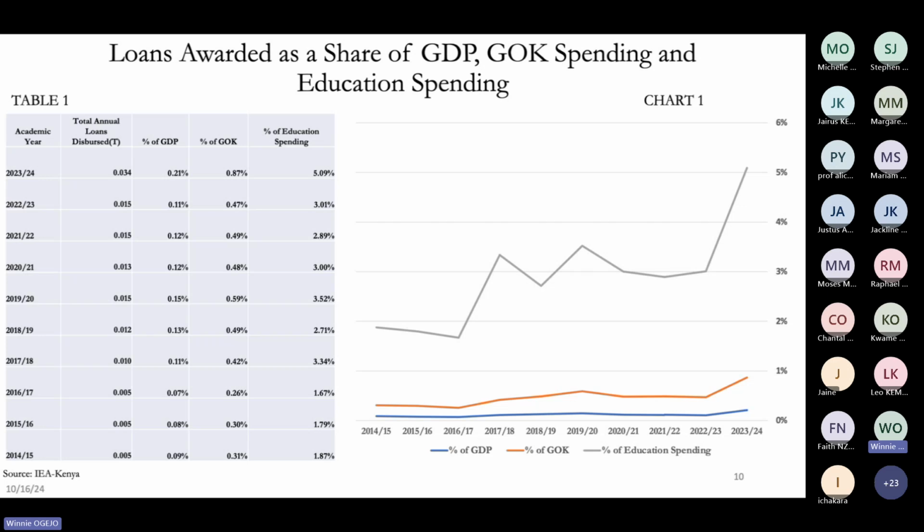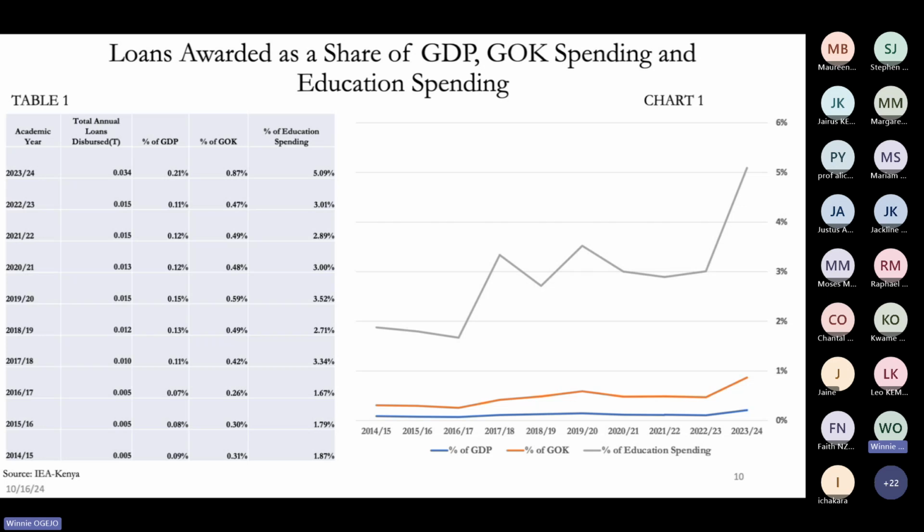The big question we will be asking ourselves at the end of this presentation is whether it is increasing at the same pace as the demand side, if at all the demand side is increasing, and we'll be looking at that. If you look at the loans awarded as a share of GDP, government spending, and education spending, it is very clear that it has also been increasing. As a share of GDP in 2014-15, it was 0.09%, and in 2023-24, the loans awarded as a share of GDP has increased to 0.21%. So there's definitely an increase.